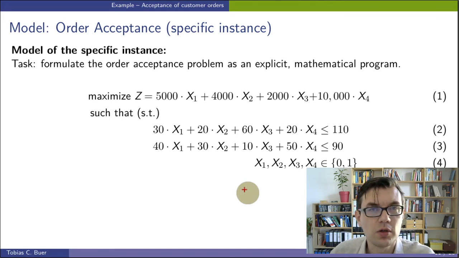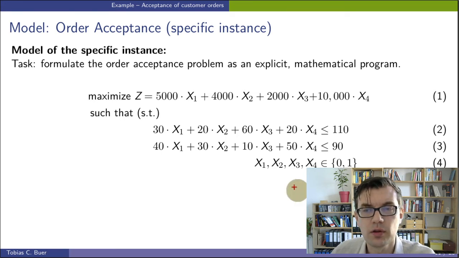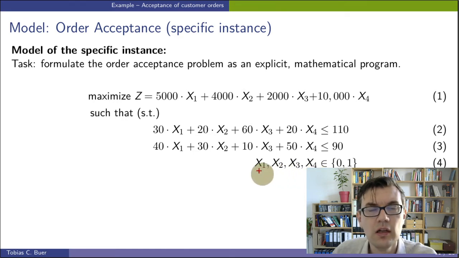I wrote down the model for this problem, for this order acceptance problem. First of all, look at the 4 decision variables for each of the 4 orders, order 1, order 2, order 3, order 4. We can make the decision if we reject the order or if we accept the order. Accepting the order means the decision variable x has the value 1. So if we accept order number 3, then x3 will be 1, and if we reject all the other orders, then x4, x2, x1 will be 0.